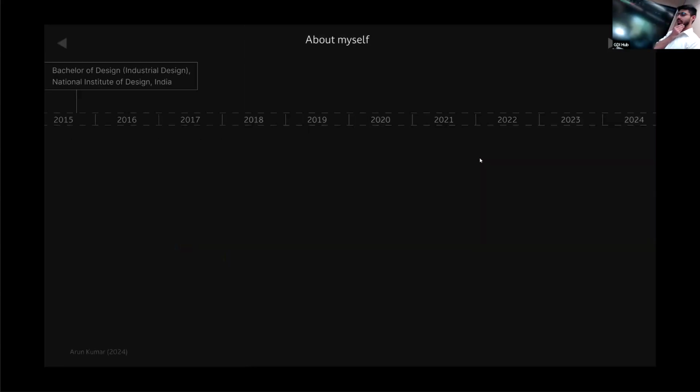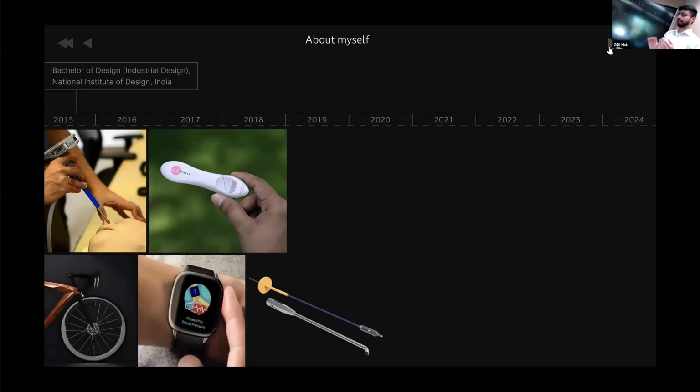So a little bit about me. I have an undergraduate degree in industrial design, which I got in 2015. Following that, I dived into medical device development, and for about 3 to 4 years, I was working with small and medium enterprises in India, developing surgical devices, assistive technology, and wearable diagnostics.